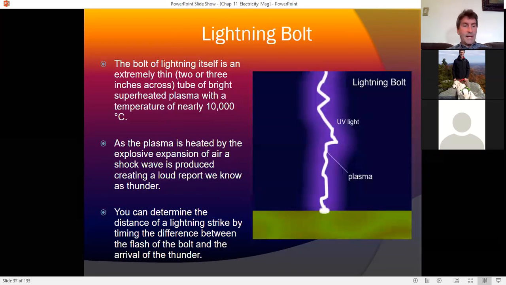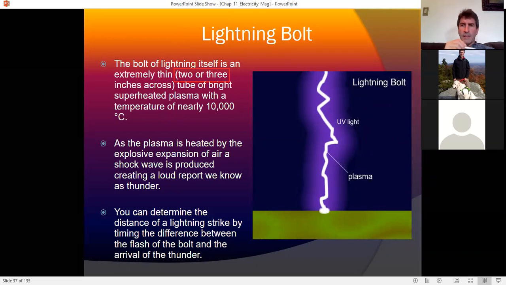Okay, lightning. A lightning bolt is actually very, very thin. Lightning bolts are only about 2 to 3 inches across. So if you're thinking about how thick a lightning bolt would be, its diameter would only be about this big. It looks much bigger than that just because it's so bright.